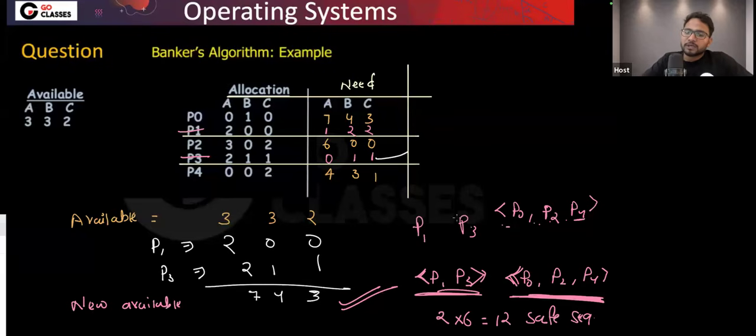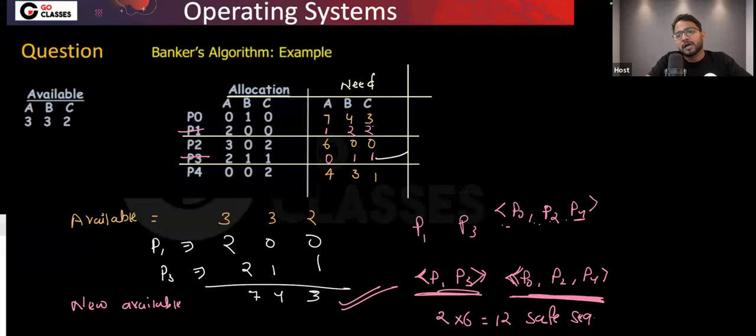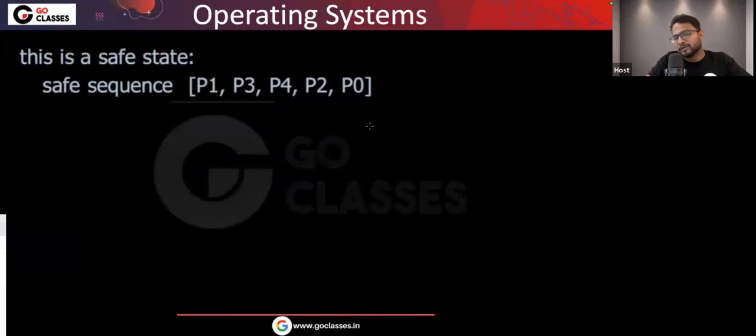I'm just trying to show you that yes, this system is in the safe state. Very easy actually. Just check with the available which need you can fulfill. You first calculate need, and with this available, what you can fulfill. That's all you need to do, right? So P1, P3, P4, P2, P1. There are multiple ones, so you can write anything. This is one of the safe sequences that you have.